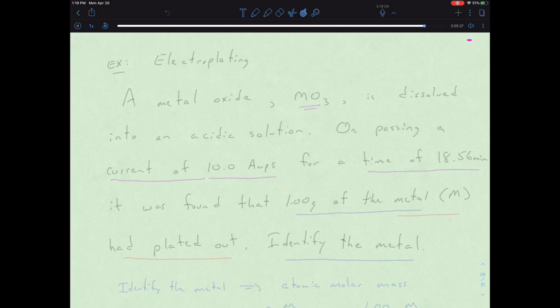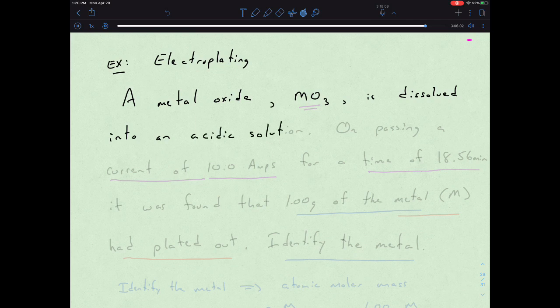So let's do an example of electroplating. So we have here a metal oxide. Let's say it's MO3. We're going to dissolve that into an acidic solution on passing a current of 10 amps for a time of 18.56 minutes.